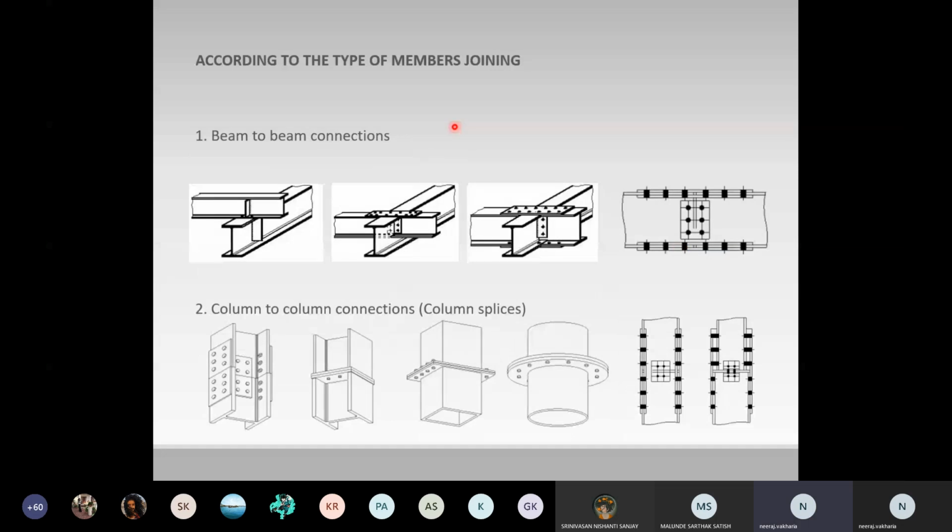Then another type of classification of these connections is based on the members which are getting connected.